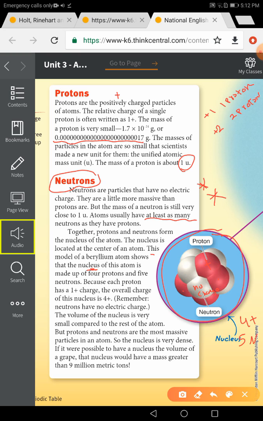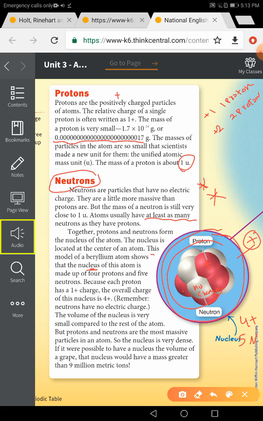Because each proton has 1 positive charge and neutrons don't have any charges, now we can conclude that the whole nucleus is positively charged, right? Okay, so the overall charge we have is positive 4 because of the 4 protons. Yes, remember, neutrons have no electric charge.